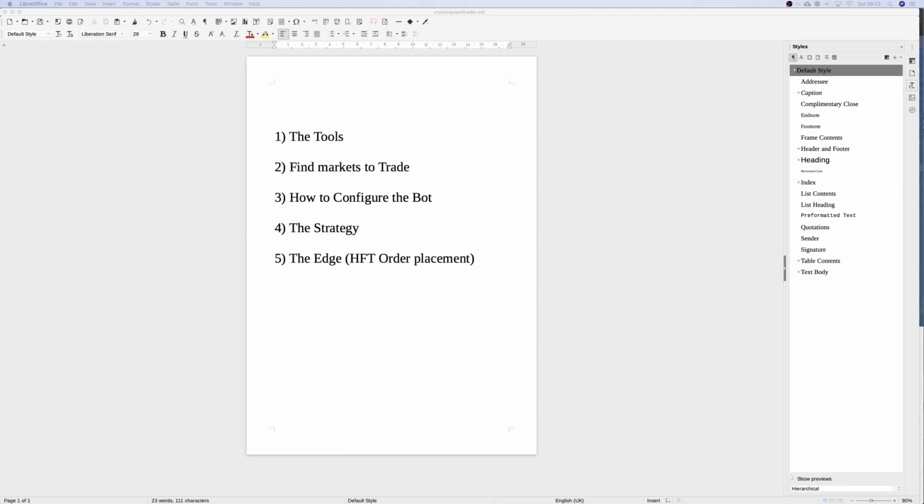Hello everyone, I'm very proud to announce that the first version of the crypto spread trader bot is now accessible to traders. We're going to start with a very few traders that we mostly invited.